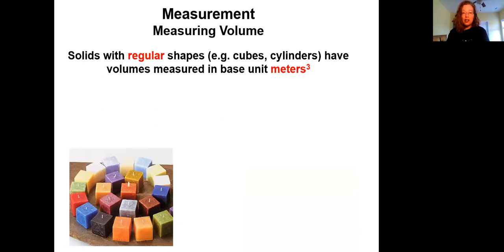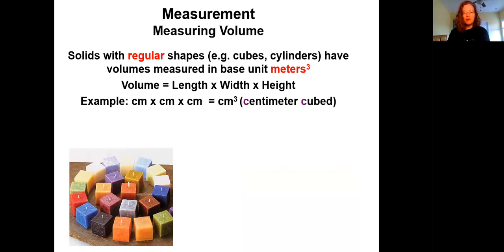Solids with regular shapes, like a cube or a cylinder, they have volumes measured in base unit meters cubed. That's because we can measure the length of the cube, let's say, times the width times the height. And there's a separate formula for getting the volume of cylinders. If I was measuring in centimeters, then I would have centimeters times centimeters times centimeters for my length, width, and height units, and that would then be centimeters cubed.